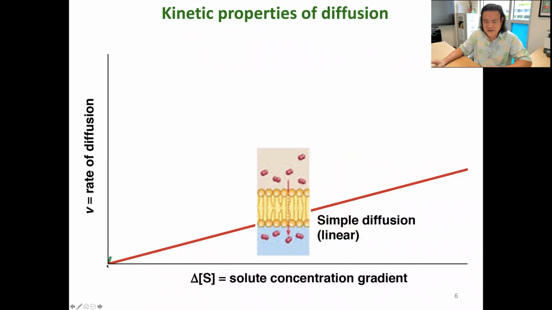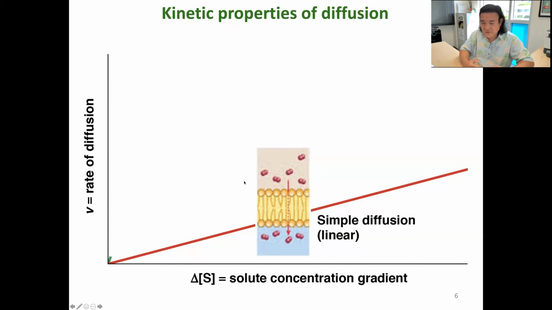None of these little red molecules present. And then as you move more towards the right, you're increasing the amount of the red molecules on the outside of the membrane, the peach-colored side of the membrane. What would happen? I think you can intuitively see that the more concentration on the outside you have of the little red molecules, the y-axis is the rate of diffusion.